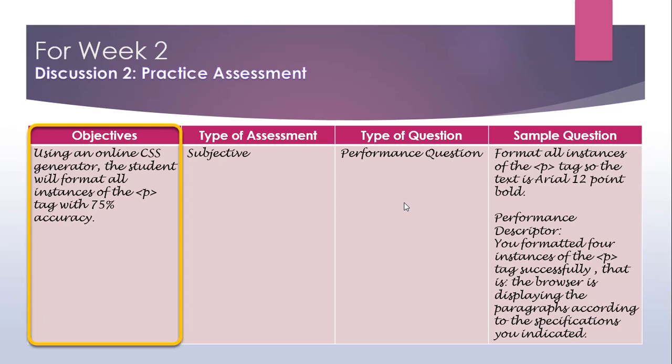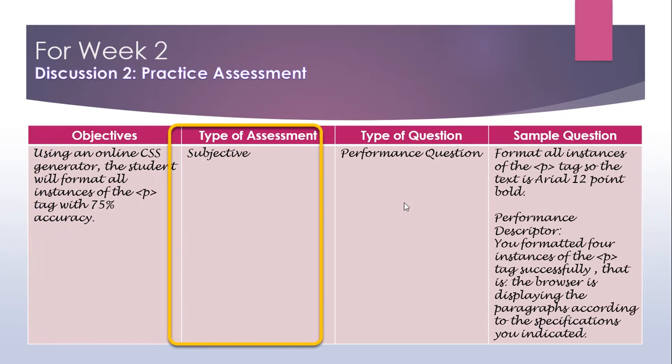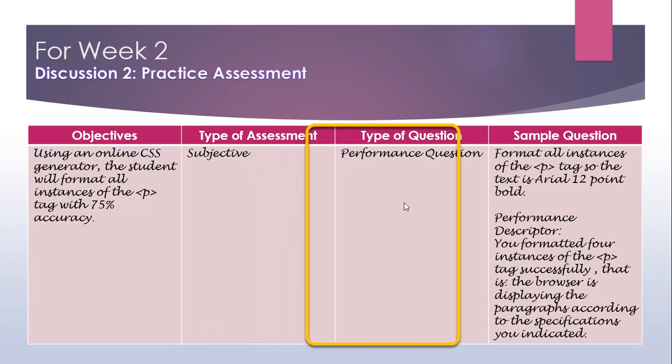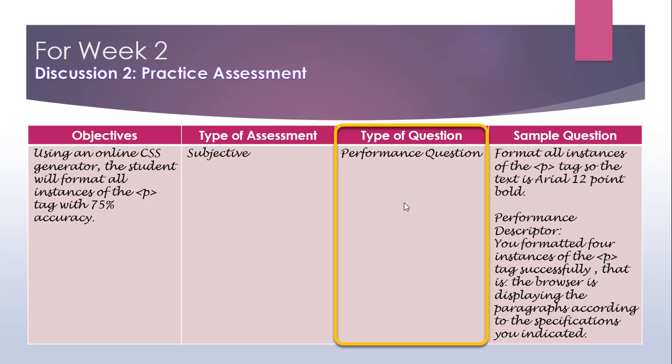Because I want them to do something, I don't want them to remember how to do something. I don't want them to analyze how to do something. I want them to do this. So the type of assessment for me is going to be subjective. It's not going to be an objective test where I let the students choose the correct way of formatting a task. No, I want them to actually format a task. I want to see that the browser is capable of displaying that tag the way that it's supposed to be displayed. So to me, this is going to be a subjective type of assessment, and the type of question, according to Horton, is a performance question.